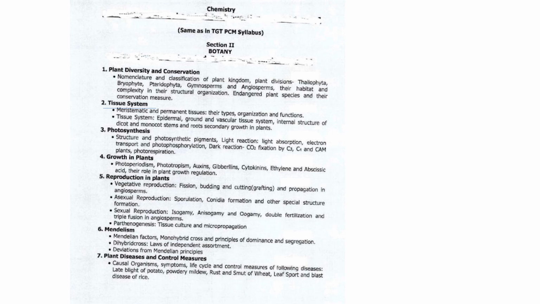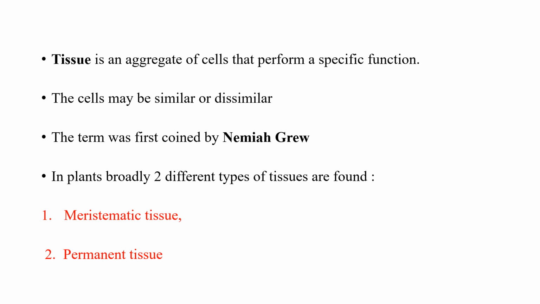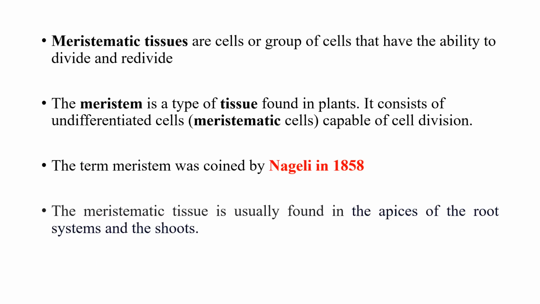So let's start. First of all, what is tissue? Tissue is an aggregate of cells. It is a group of cells that perform a specific function together. The cells may be similar or dissimilar. The term tissue was first coined by Nehemiah Grew. Remember this. These tissues are of two types: one is meristematic tissue and one is permanent tissue.